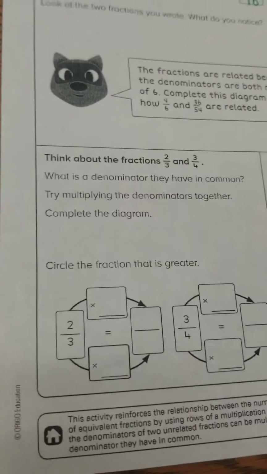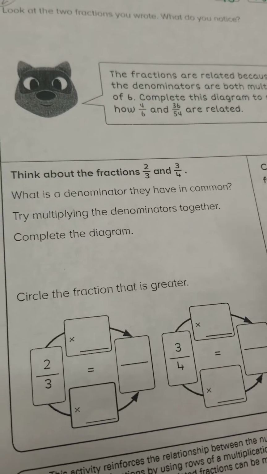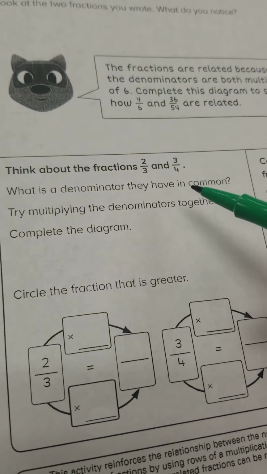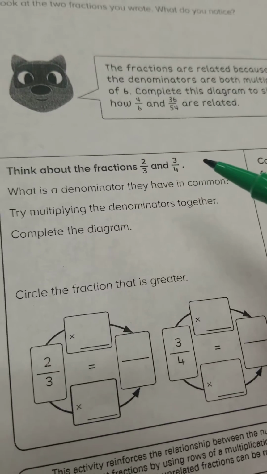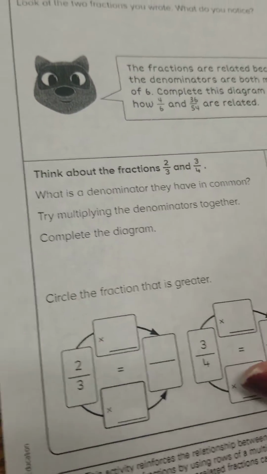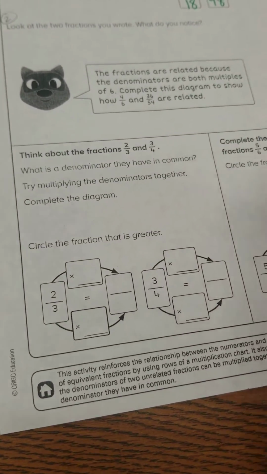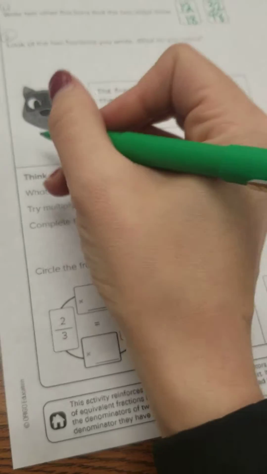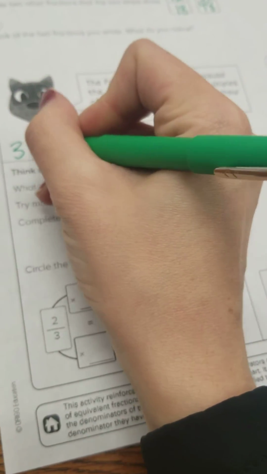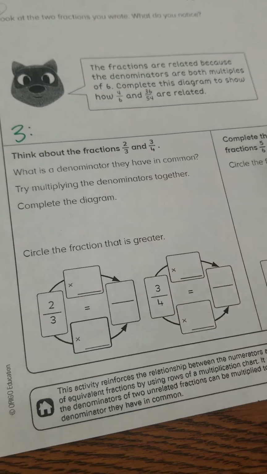Down here, it's telling them to think about the fractions 2/3 and 3/4, and they have to figure out what denominator they have in common. So I've shown my students today that you can use the multiplication chart, but when we start adding and subtracting fractions, they're going to have to list their multiples. So I went ahead and kind of previewed that a little. I told them to list their 3s, and I tell them just to go ahead and do 5 and stop there.